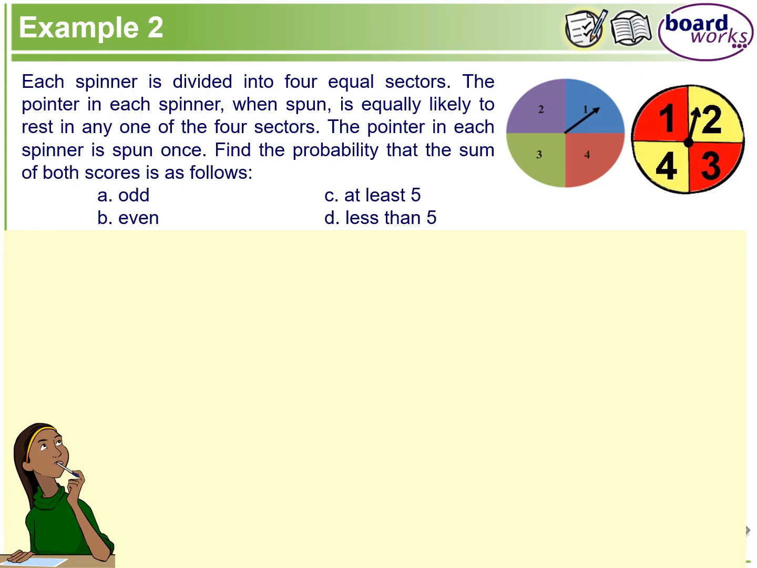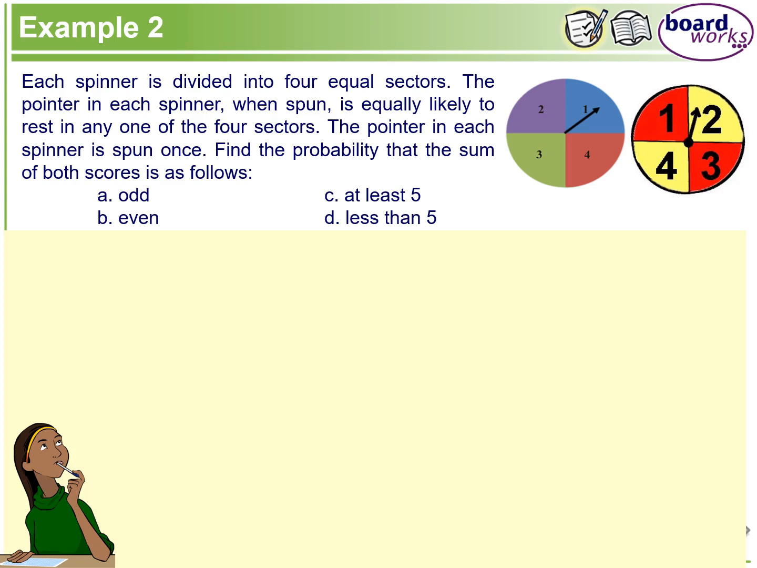How about example number 2? Each spinner is divided into 4 equal sectors. The pointer in each spinner when spun is equally likely to rest in any one of the 4 sectors. The pointer in each spinner is spun once. Find the probability that the sum of both scores is as follows. A odd, we have B even, we have C at least 5, and D less than 5.